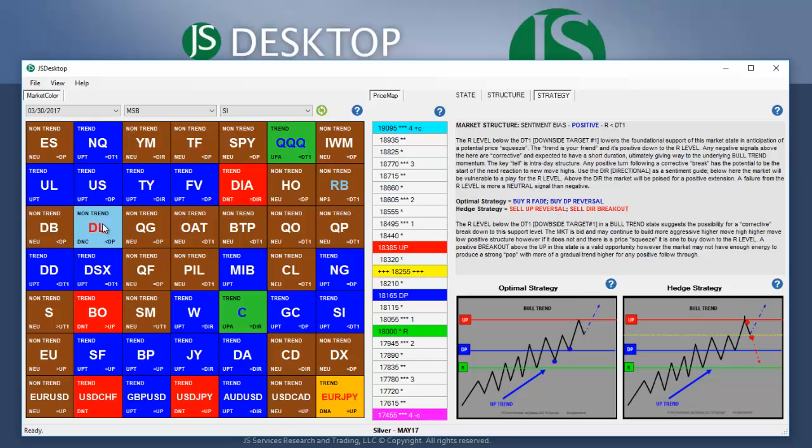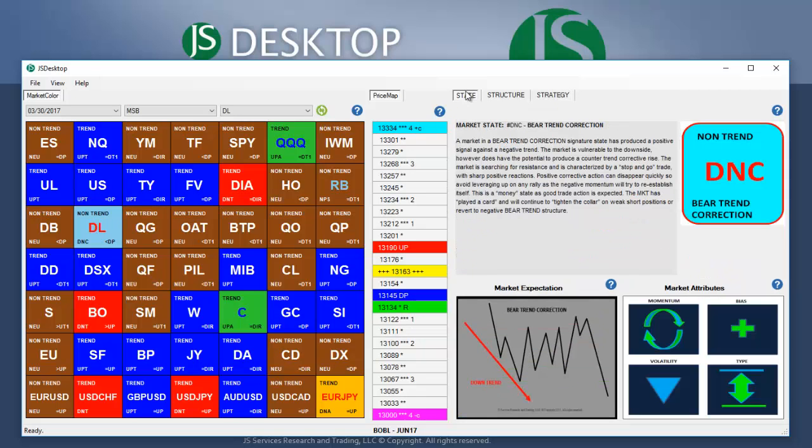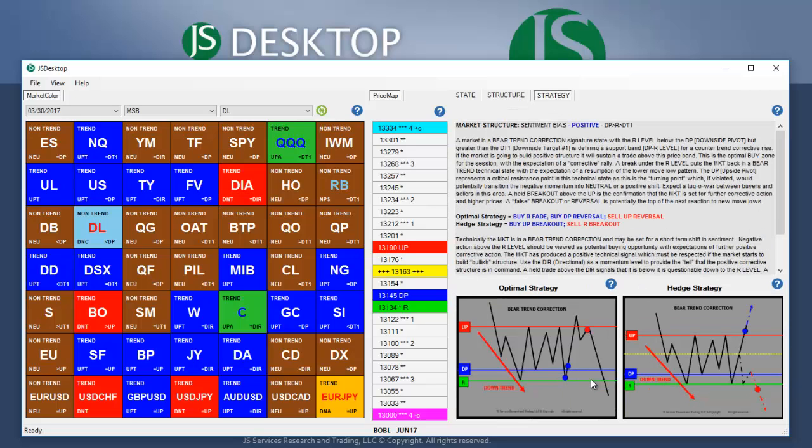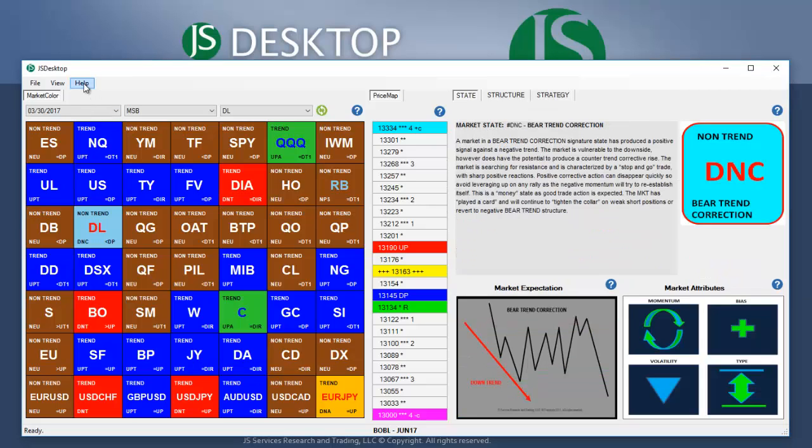So the desktop allows you to quickly identify market states that are of interest. It highlights the characteristics. We can then quickly identify the skew, where the sentiment bias is, and how that is going to influence things. Color coding allows us to see at a glance why this market is in a bear trend correction, any special nuances to it, and what the history is. And then quickly identify, okay, here are the optimal strategy themes if the market is going to maintain the characteristics of the state. This is what we should anticipate, and if the market breaks structure and transitions, we should anticipate the hedge strategy themes. You can also access the help menu from here.